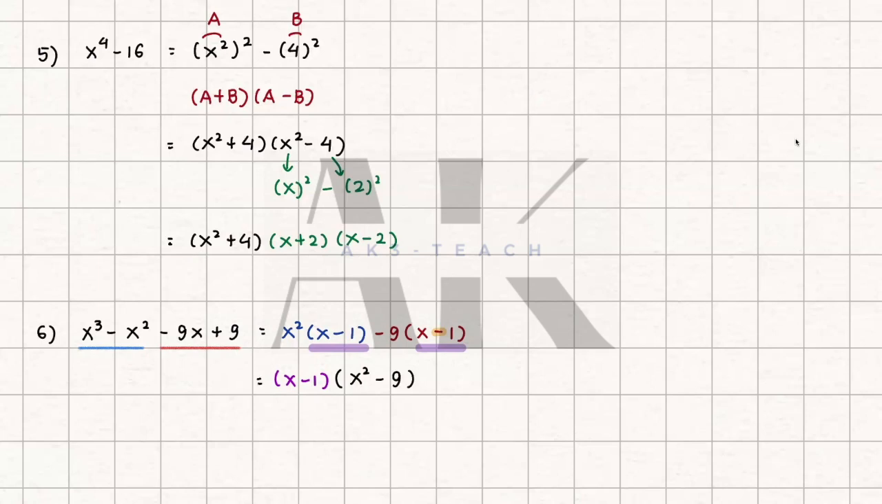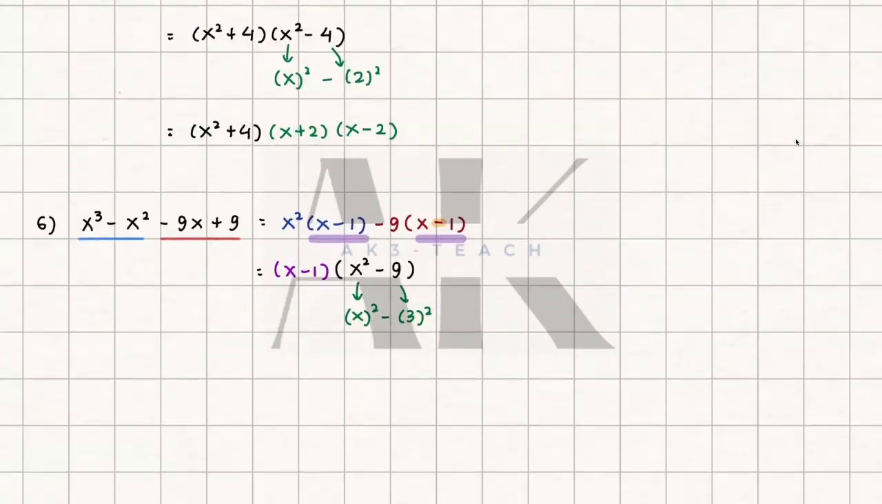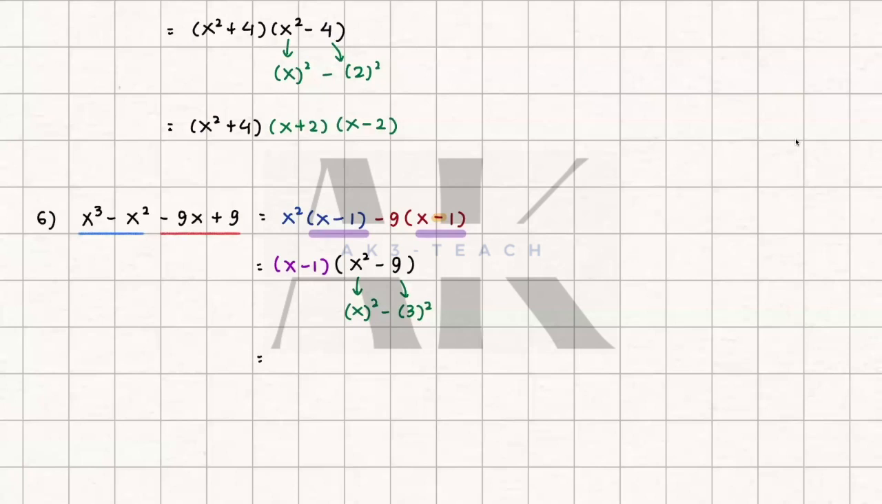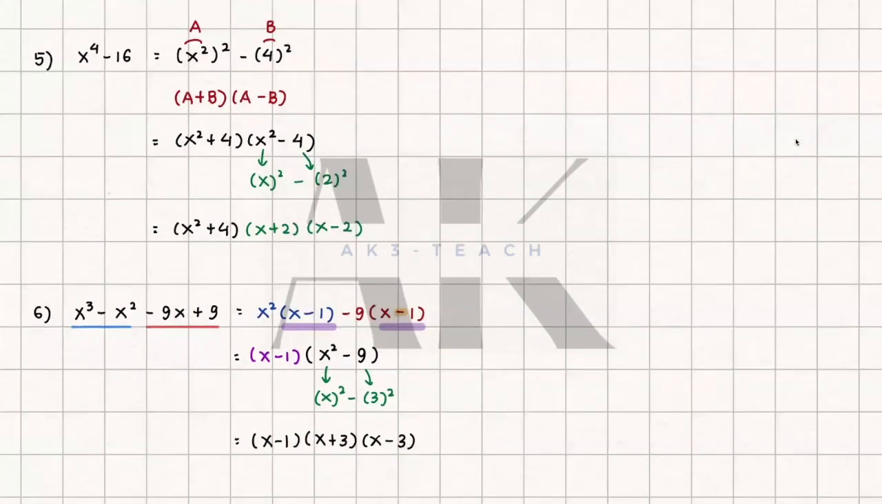Now this does seem a lot like question 5. This is x that you squared, and this is 3 that you squared. So what do we do with this? I'm going with the a plus b, a minus b formula again. So it will become something like this. How is it? Can you follow through well?